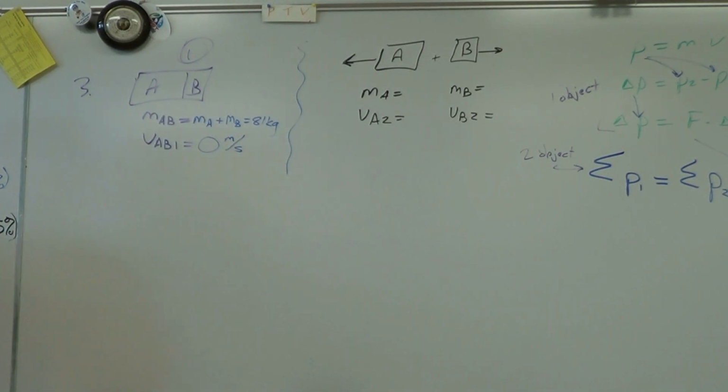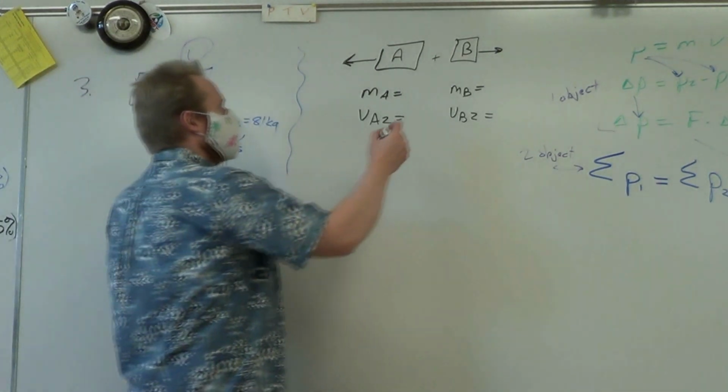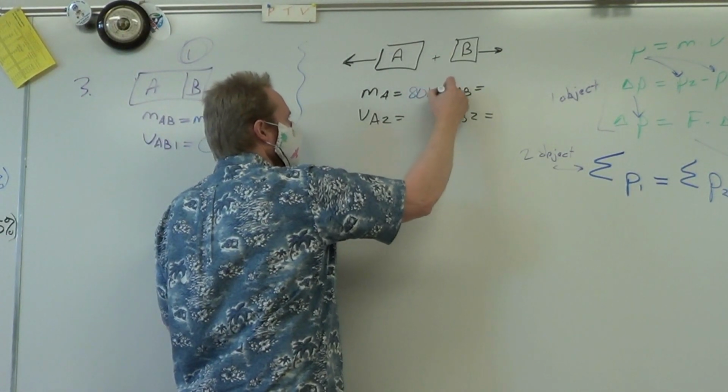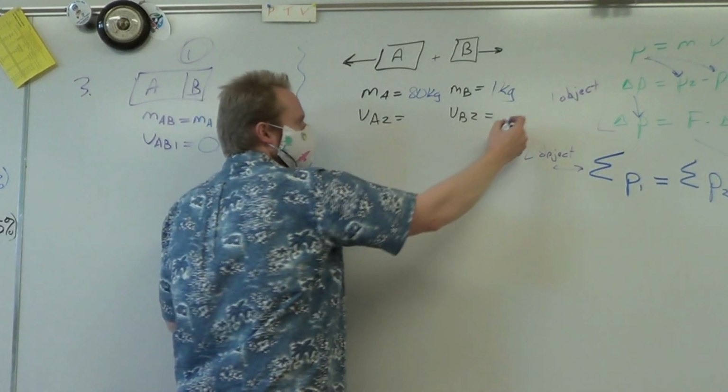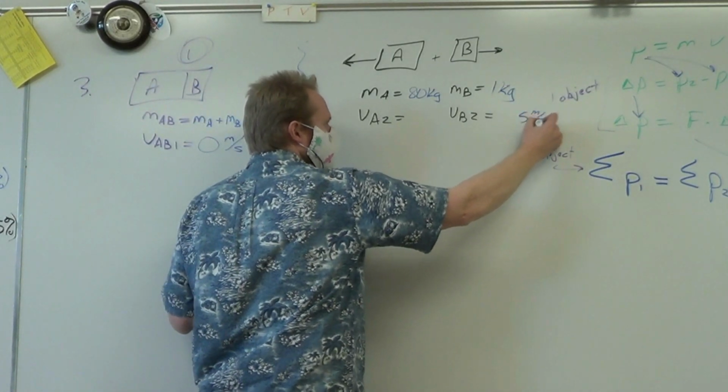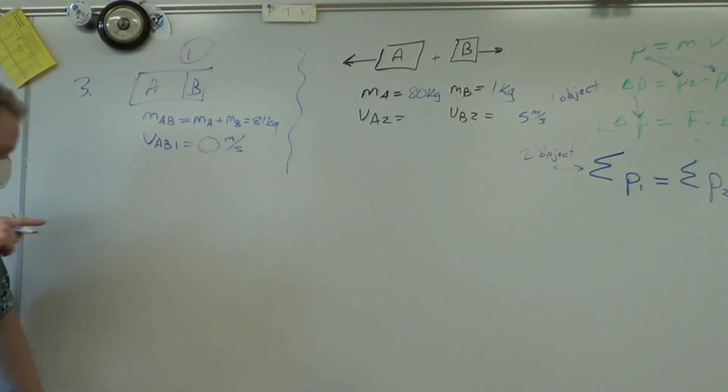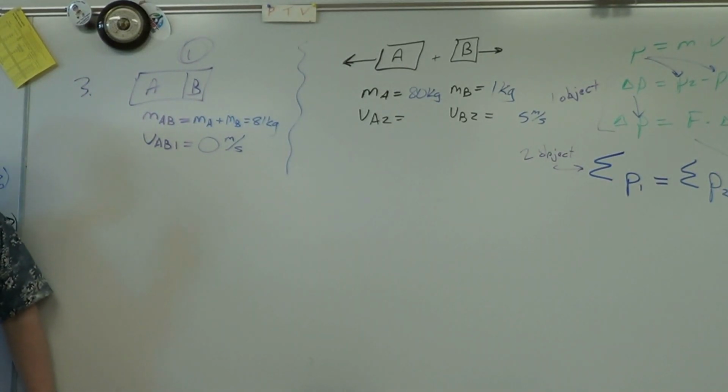So, some information was given in the problem. The mass of the astronaut was 80 kilograms. The mass of the wrench was 1 kilogram. And she throws it with 5 meters per second for velocity. Now, according to my picture, is that a positive 5 or a negative 5?